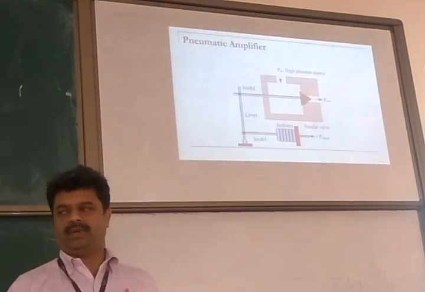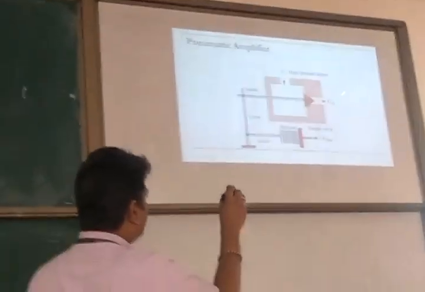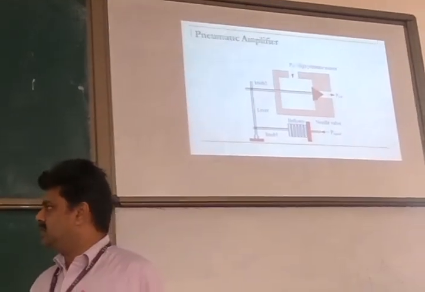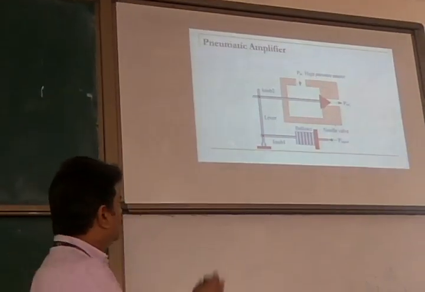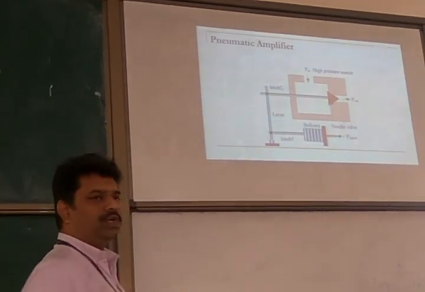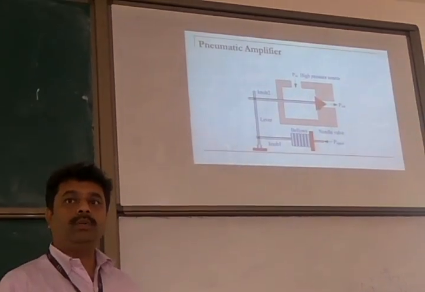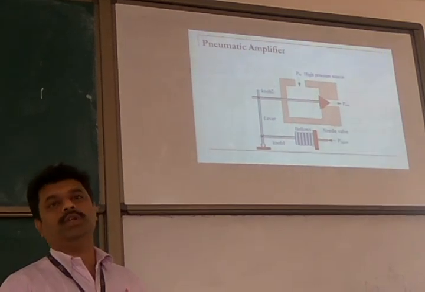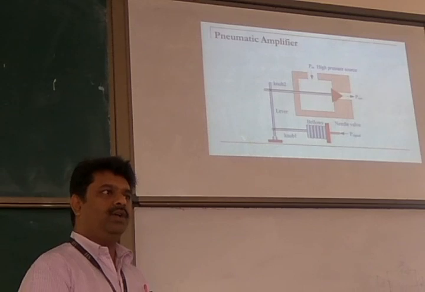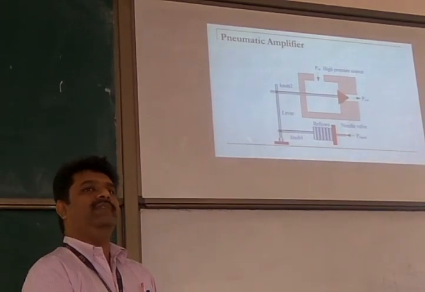The output pressure varies proportional to the input pressure. So there is a 1-to-1 scaling. Now, proportional to input, the output is varying.